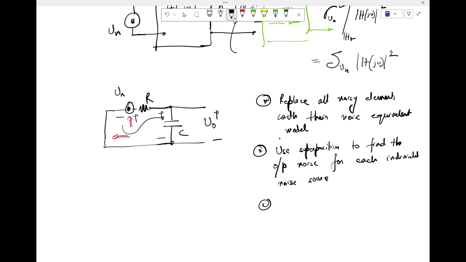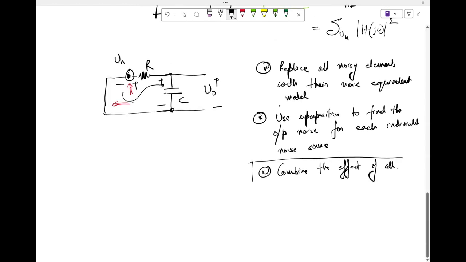If here I have only one noise source, if we had like 2-3 different noise sources, then step 3 would have been to combine the effect of all. Now we'll talk about how to combine shortly. Combine the effect of all. Okay, so this I have not mentioned how to combine. I'll come back to this. But let's do the single noise source case first, then we'll talk about multiple.